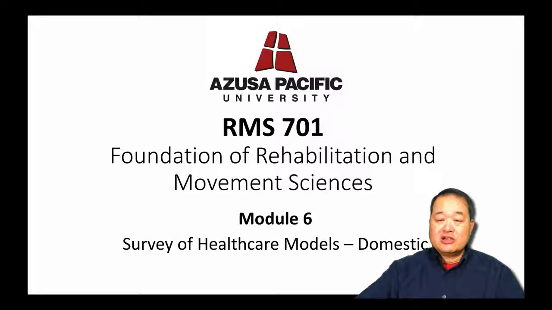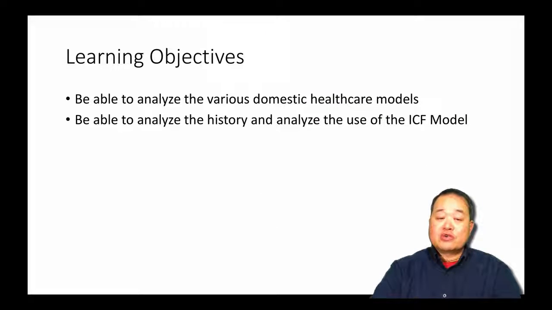Understanding this past history will help us understand how it impacts us as decision makers for the future. So we're going to start by taking a look at those factors that influence us on a domestic level, and we'll carry on in the next week taking a look at how these things influence us from an international or global perspective. Our learning objectives for this week are to be able to analyze the various domestic healthcare models and to analyze the history and the use of a rehabilitation model called the ICF model.